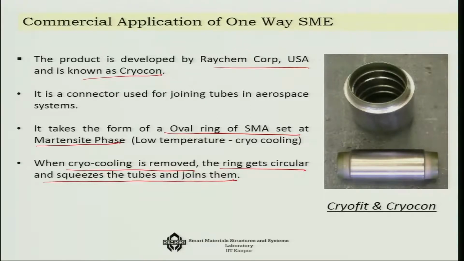So it starts from an oval shape, you fit it, and then you remove the cryocooling and it fits the two connectors. So that is the cryofit and Cryocon system. This is one of the effects of the one-way shape memory effect.